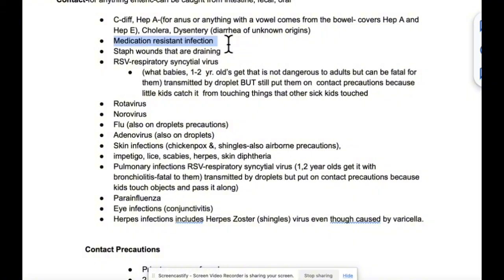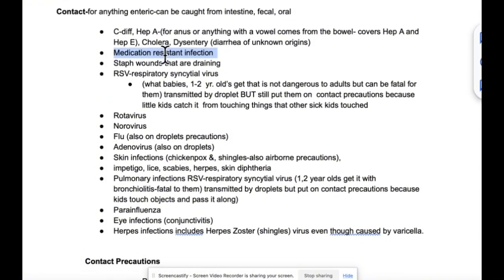Staph wounds, all right, Staphylococcus aureus will be problematic if you are working with a patient who has a draining staph infection. Okay, now we're not even talking about the medication resistant version of a staph infection. We're talking about just a general staph infection. All right, it doesn't have to be MRSA or VRSA. It could just be a staph infection. If it's draining, all right, we're going to put them on contact. All right, if there's exudate or any type of pus or drainage from the wound, we're going to go ahead and put them on contact.